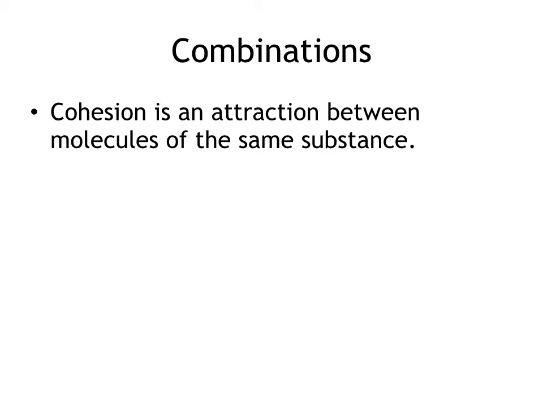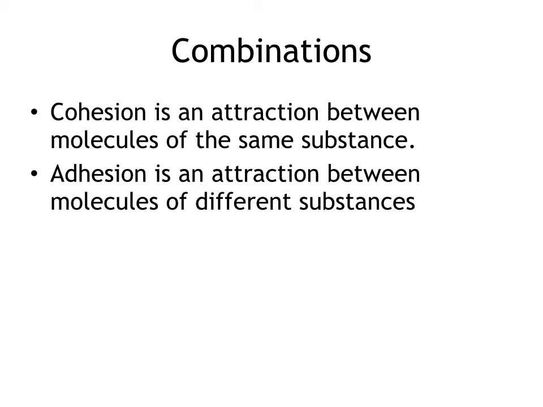All right? So cohesion is attraction between molecules of the same substance. Adhesion is going to be attraction between molecules of different substances. Now, cohesion and adhesion are properties of water that are going to have a major impact on their ability to move through plants, to move along surfaces, and things like that. So it's a major important property of water is the cohesion between water molecules.